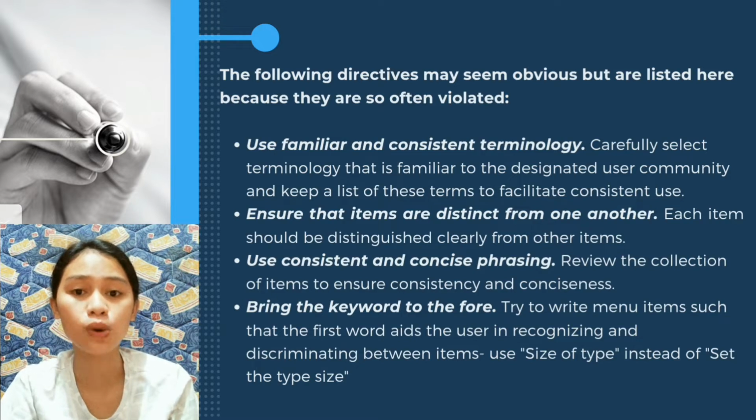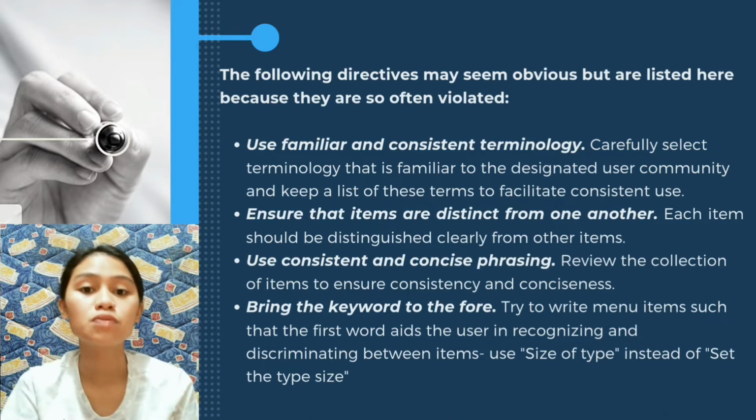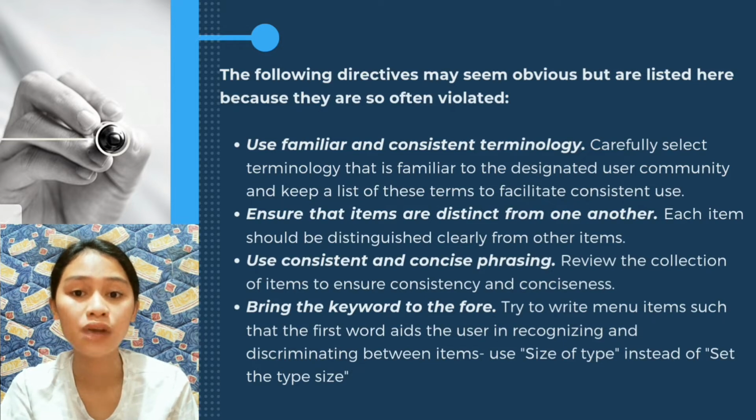Use familiar and consistent terminology. Carefully select terminology that is familiar to the designated user community and keep a list of these terms to facilitate consistent use. Ensure that items are distinct from one another. Each item should be distinguished clearly from other items. For example, slow tours of the countryside, journeys with visits to parks, and leisurely voyages are less distinctive than are bike tours, train tours to national parks, and cruise ship tours.